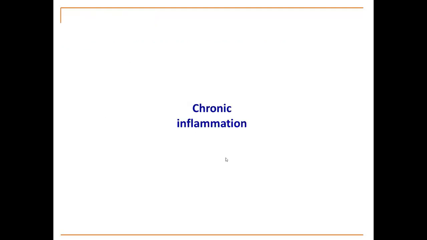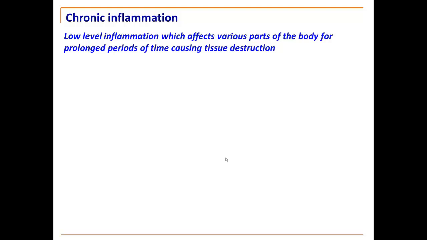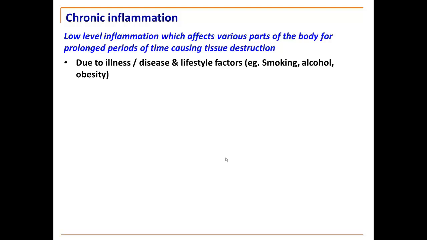We'll just touch on chronic inflammation now. And this is where you have low-level inflammation, which is affecting various parts of the body for prolonged periods, causing tissue destruction and scar tissue buildup. It can be due to illness and disease or lifestyle factors, for example, smoking, alcohol, and obesity. And in fact, inflammation is common in a lot of autoimmune conditions, such as rheumatoid arthritis, multiple sclerosis, type 1 diabetes, and thyroid diseases.